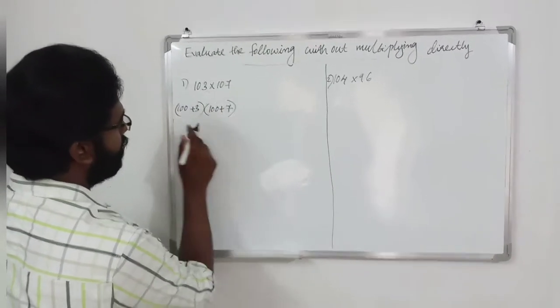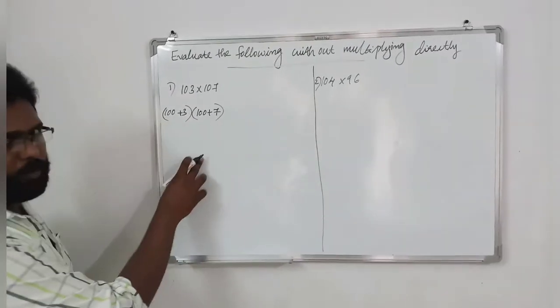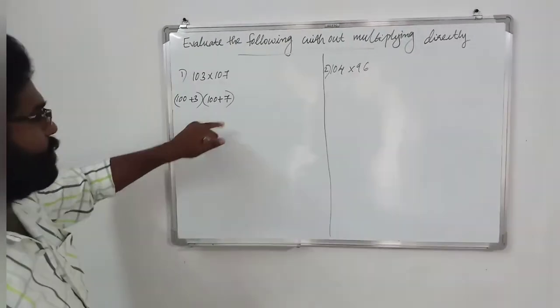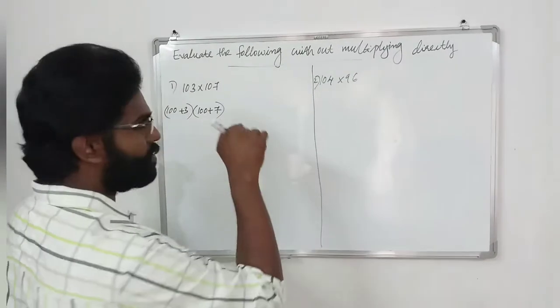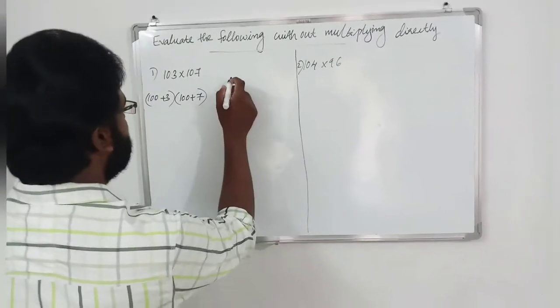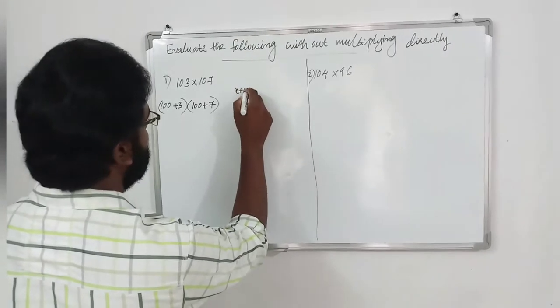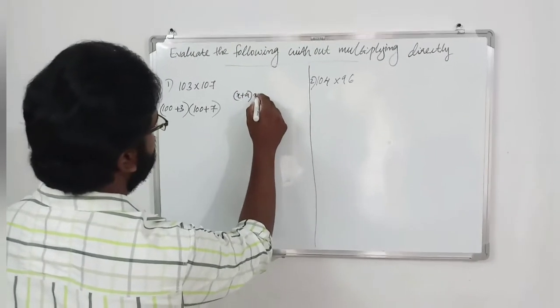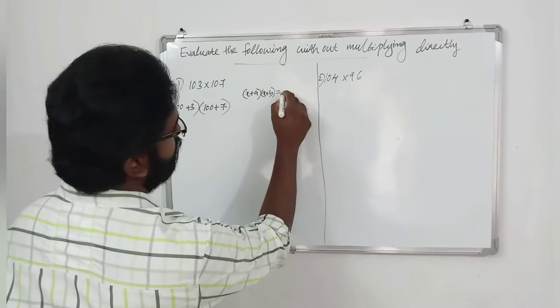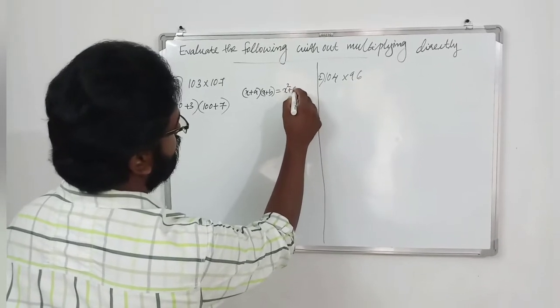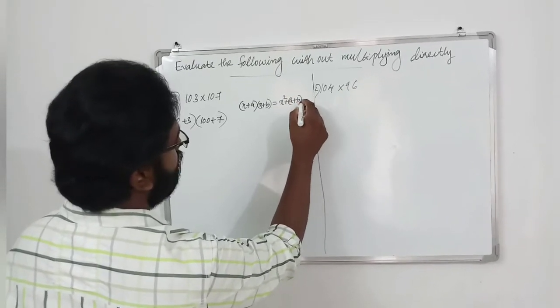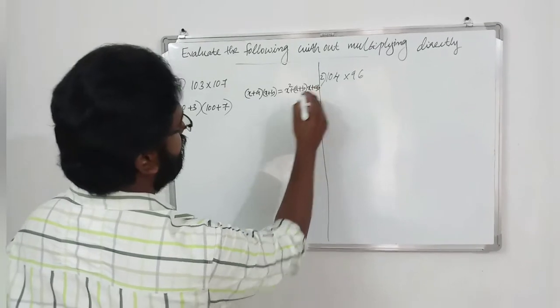Okay. But we know this form of identity, (x plus a) into (x plus b). In each question, you must write the identity: which identity is used in the question? That is (x plus a) into (x plus b), which is equal to x square plus (a plus b) into x plus ab.